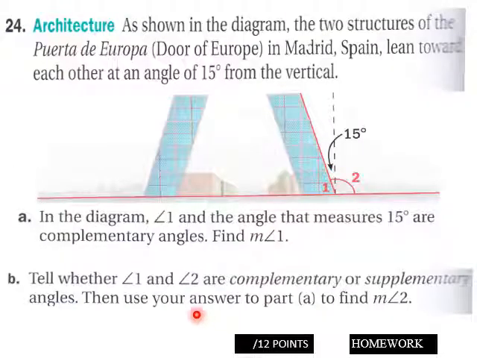And then a word problem here. So we know this much here. Two structures of Puerta de Europa in Madrid, Spain, lean toward each other at 15 degrees from vertical. So this is a vertical angle here, which tells you what? I don't want to give the problem away. In the diagram, angle 1 and 2, are they complementary or supplementary? Then use your answer to part A to find the measure of angle 2. So there's your homework.